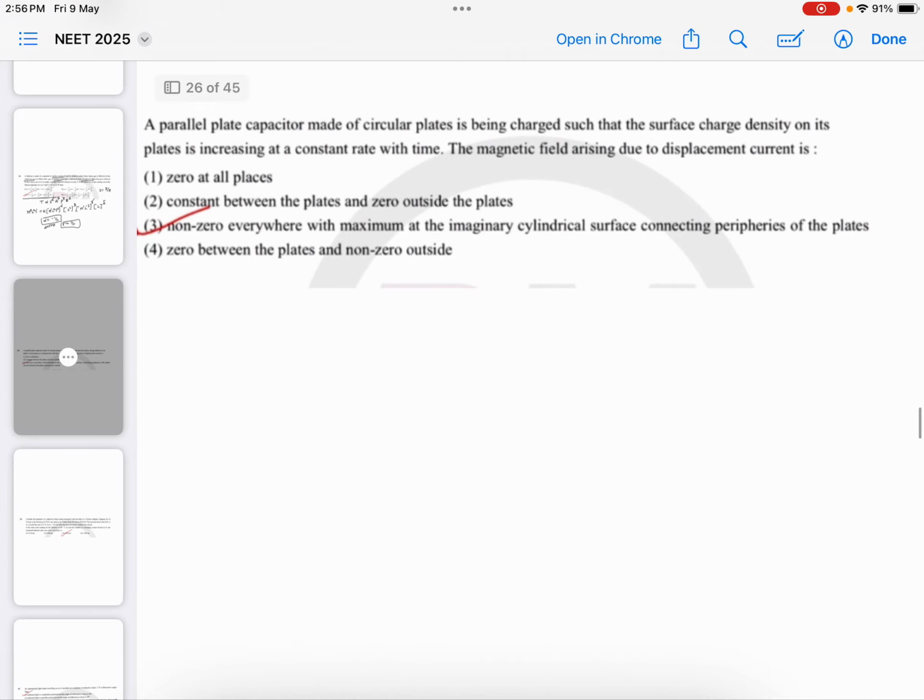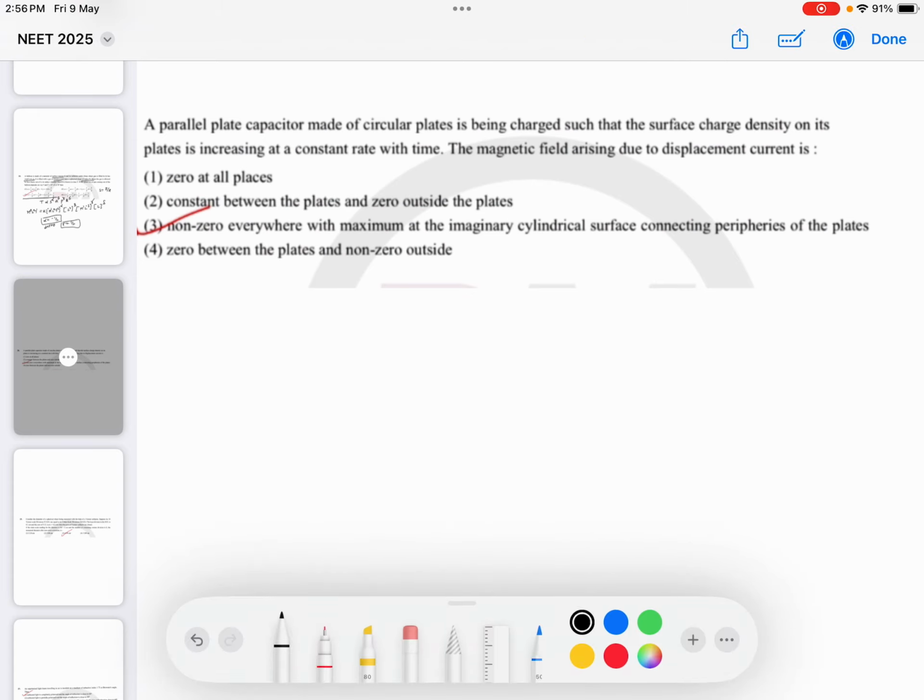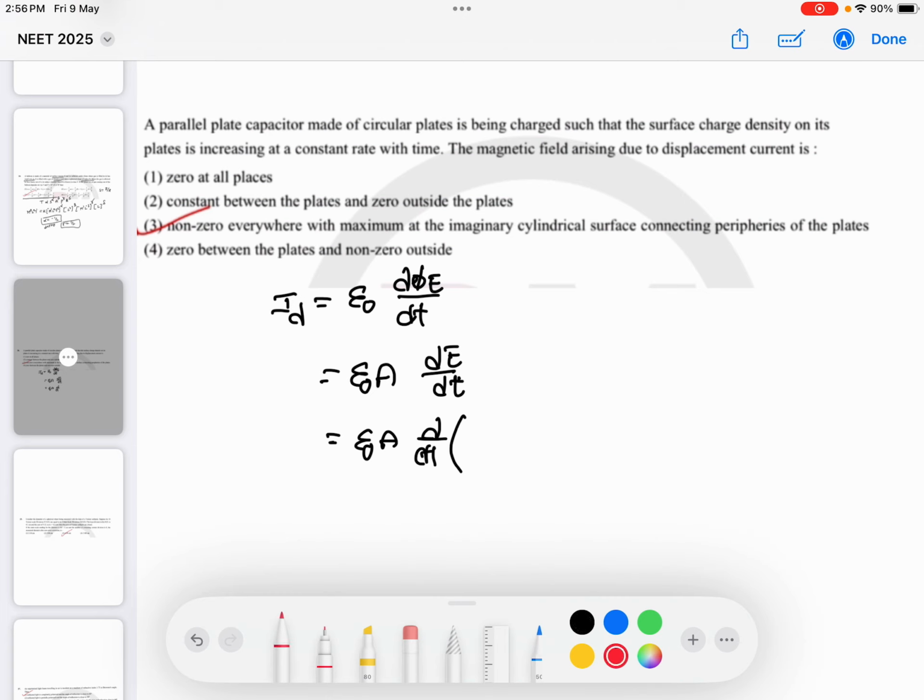Next one, a parallel plate capacitor made up of circular plates, which is an electromagnetic waves question. You know that the displacement current ID is equal to epsilon naught into d phi e by dt. On calculating we get epsilon naught A into dE by dt. We can write epsilon naught A by d by dt of E, where E is sigma divided by epsilon naught.